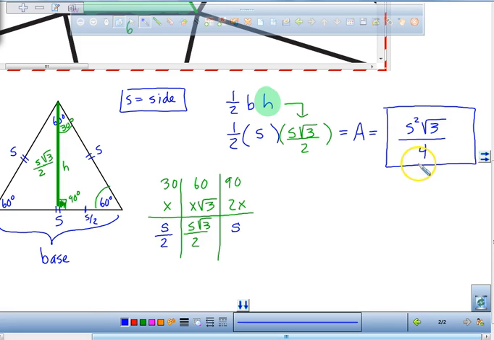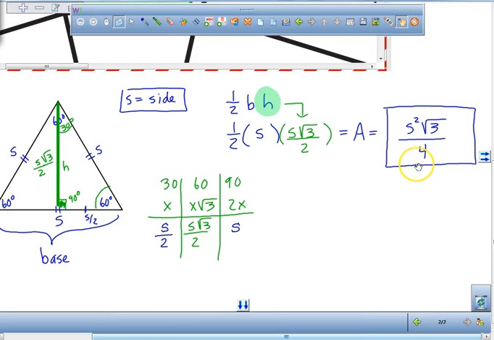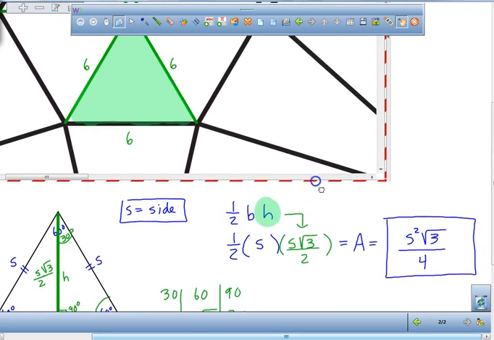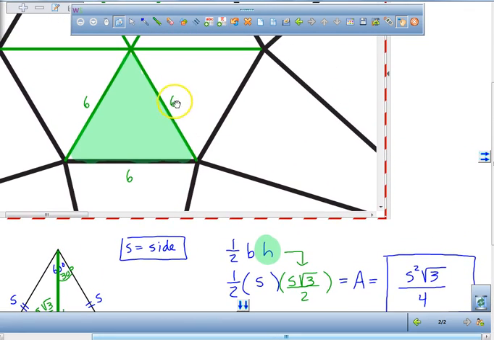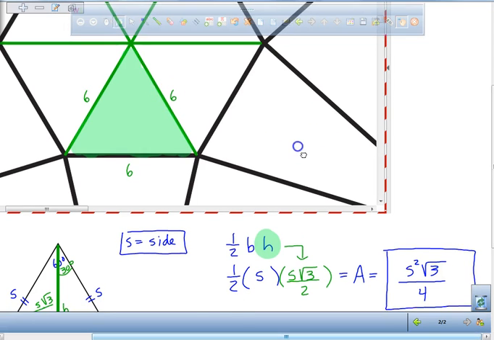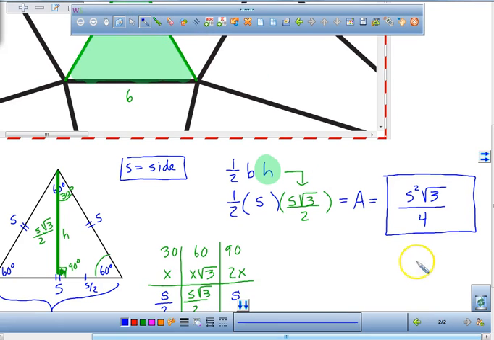Now we're going to test this formula out with this particular problem. So here's your shortcut. All right? I'm going to go up here. What's the length of our side? 6. So let's plug it in. Right here, what's our side? 6. What's 6 squared equal to? 36, good.